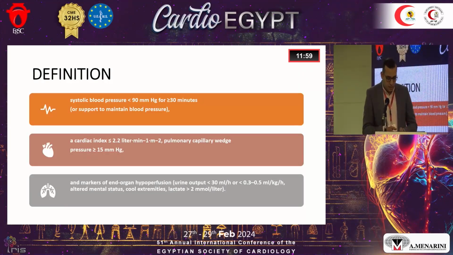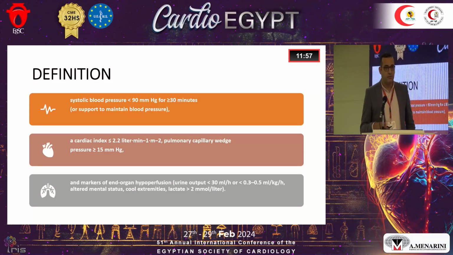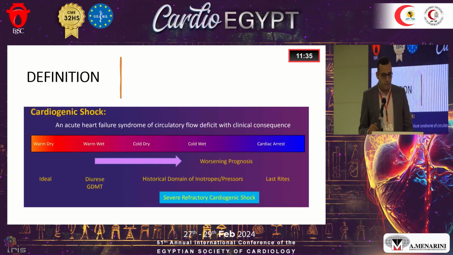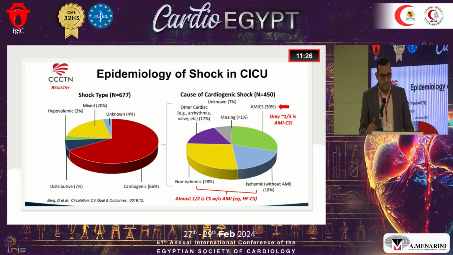First thing, to manage cardiac shock, we should define cardiac shock. For several years, there were several definitions of cardiac shock. To summarize, to diagnose cardiac shock, you need a marker of tissue hypoperfusion in addition to decreased cardiac index plus systolic blood pressure less than 90 millimeters of mercury for more than 30 minutes, or need for support to maintain this systolic blood pressure. One point to remember is to intervene early and escalate your therapy early before going to the phase of severe refractory cardiac shock.